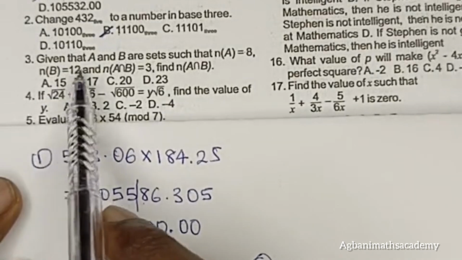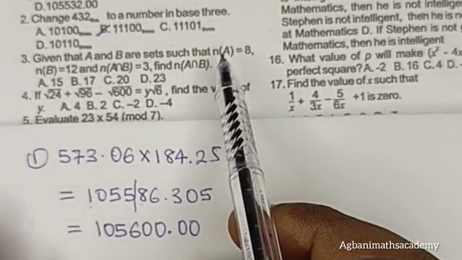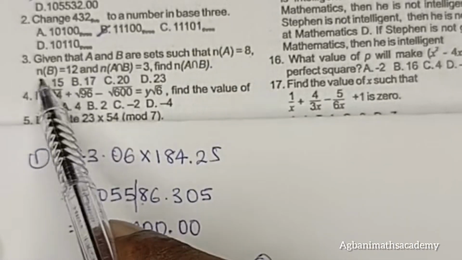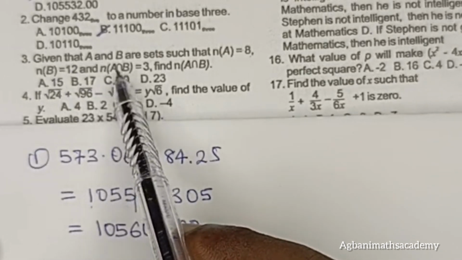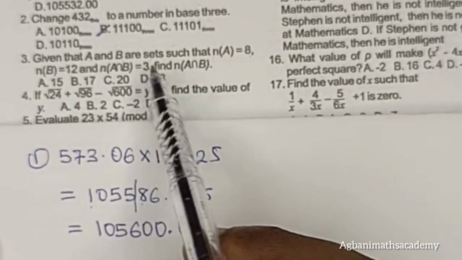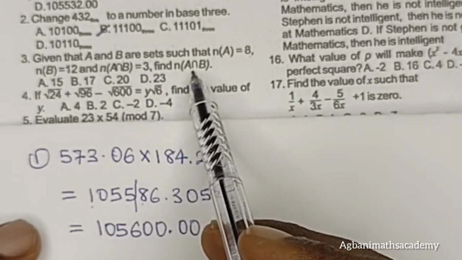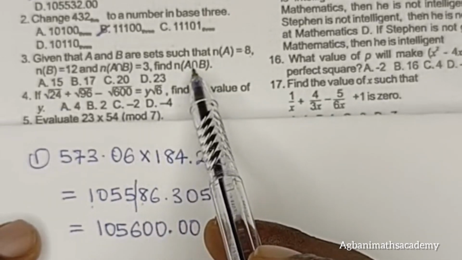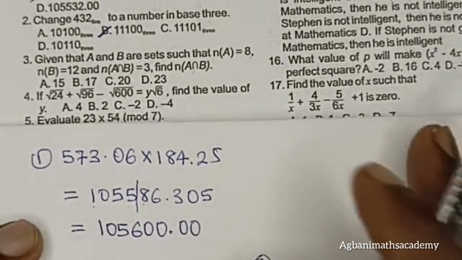We are told that given that A and B are sets such that the number of elements in A, n(A), is equal to 8, the number of elements in B is equal to 12, and the number of elements in A intersection B is equal to 3. We're expected to find the number of elements in A. I think there is a typographical error here because we have intersection and they are telling us to find intersection. So I think it's supposed to be union. So the number of elements in A union B, that's what they're expecting us to find.